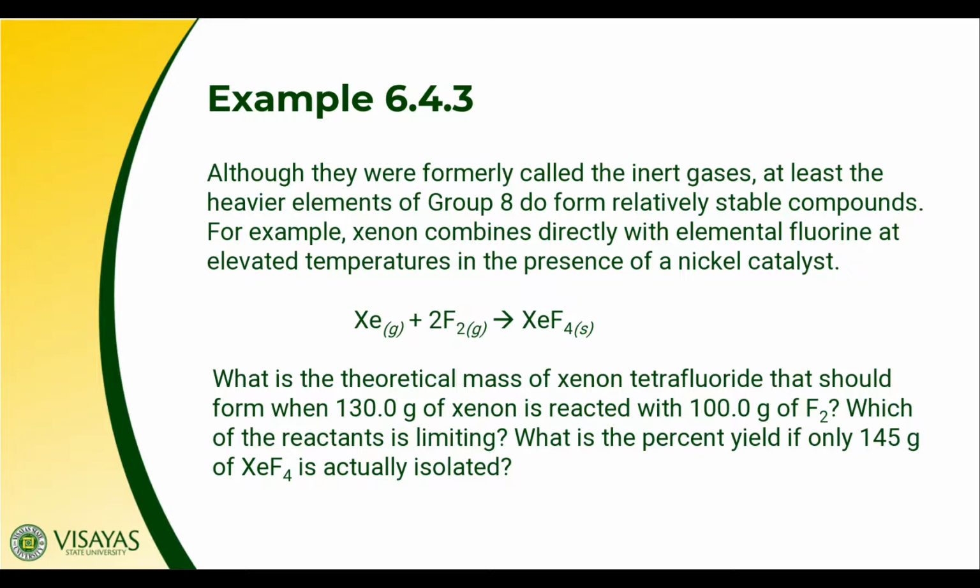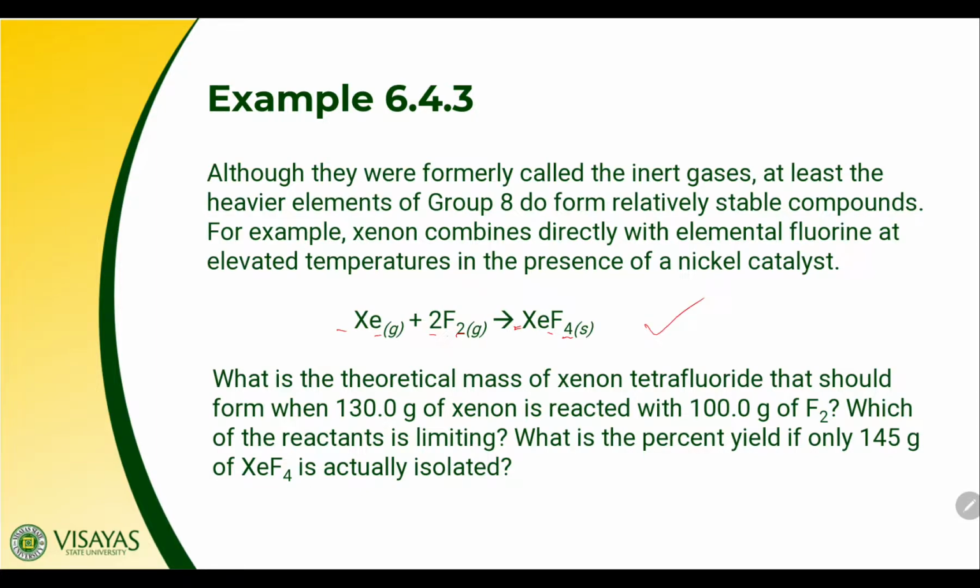So let's have an example. Although they were formerly called the inert gases, at least the heavier elements of group 8 do form relatively stable compounds. For example, xenon combines directly with elemental fluorine at elevated temperatures in the presence of a nickel catalyst. So we have this equation here. Is this already balanced? We have 1 mole of xenon in the reactant side, and in the product side we also have 1 mole of xenon. On the reactant side, we have 2 times 2, so we have 4 moles of fluorine atoms. On the product side, we also have 4 times 1, so we also have 4 moles of fluorine atoms. So this is now a balanced chemical equation.